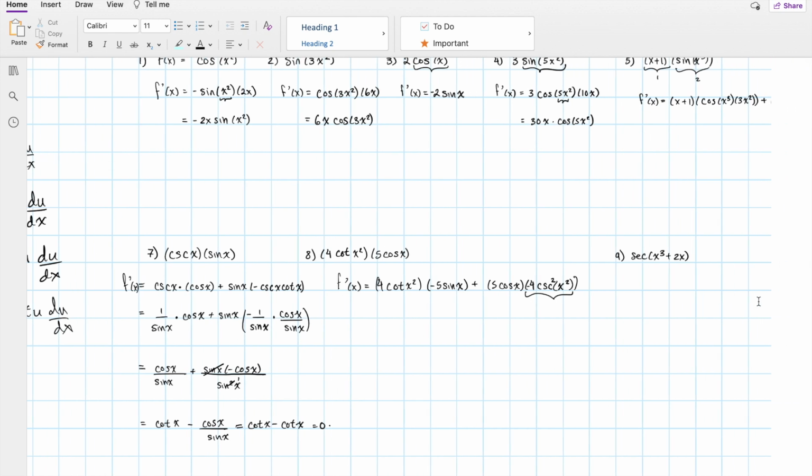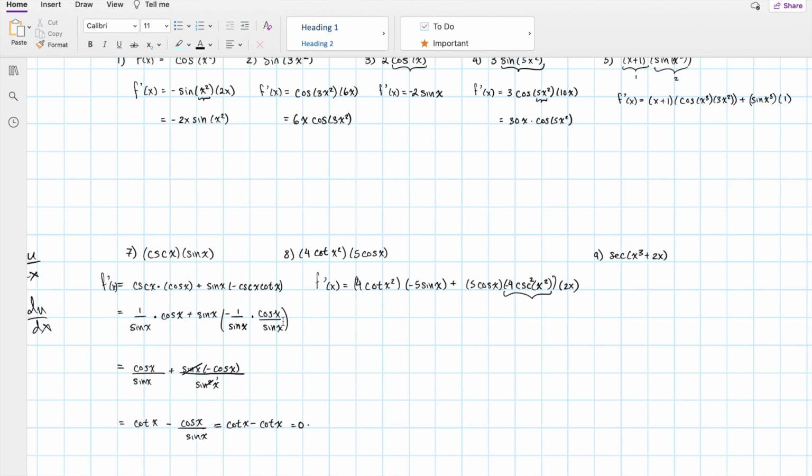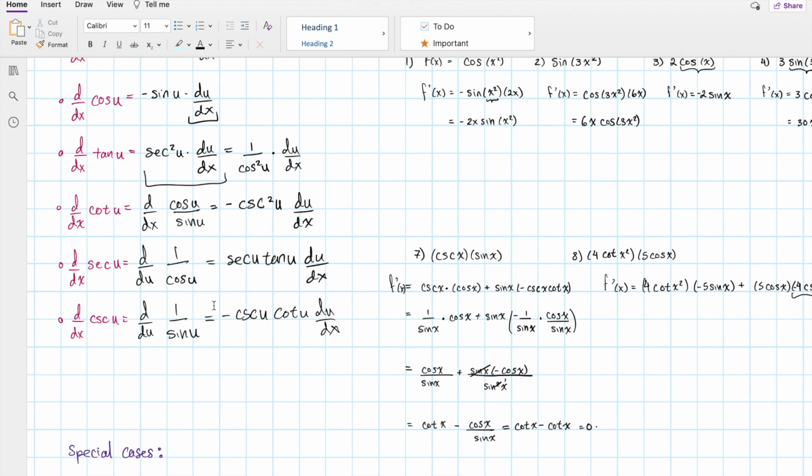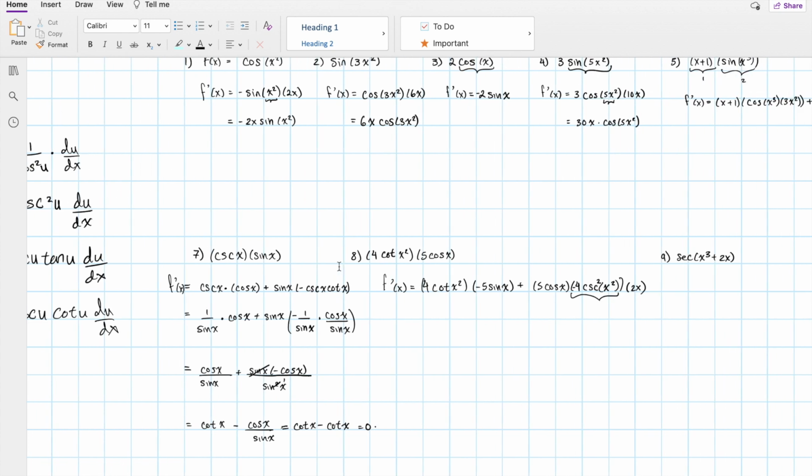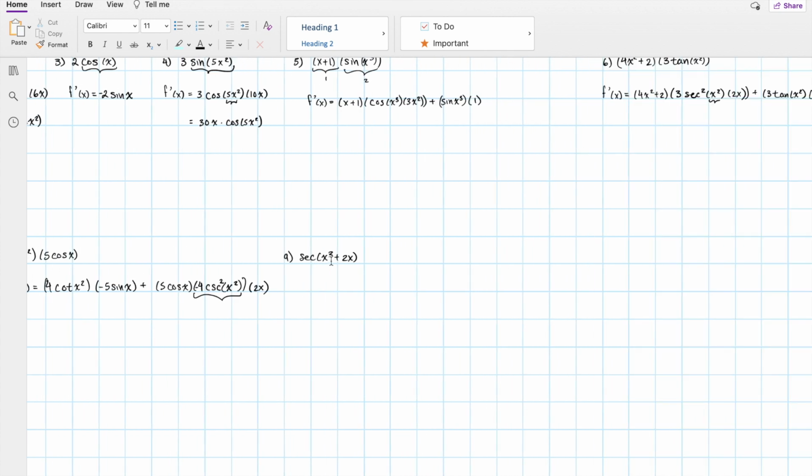Okay, for number 9, we need to know what secant is. So if we take a look over here, the derivative of secant is going to be secant of x times tan of x times du dx, right? If we have a function, in this case we do, so the chain rule will apply.